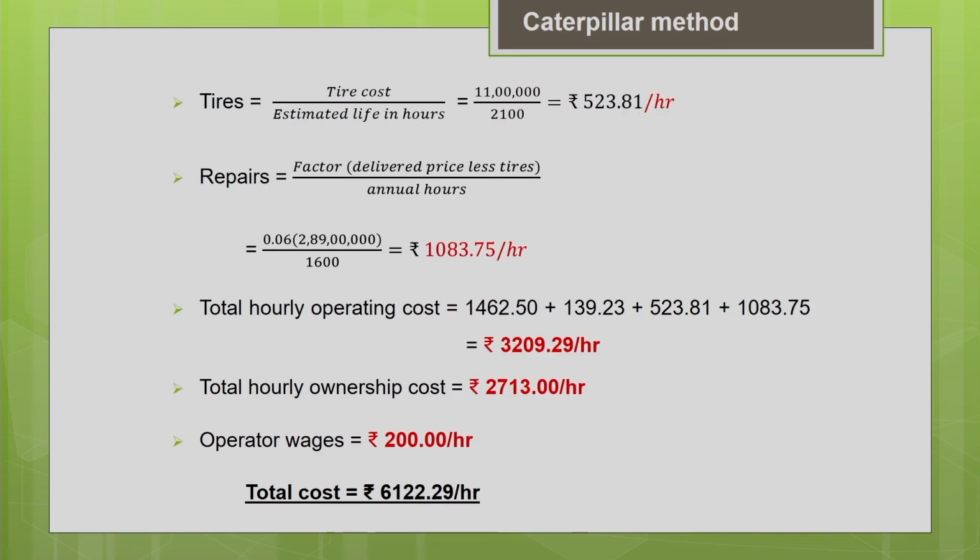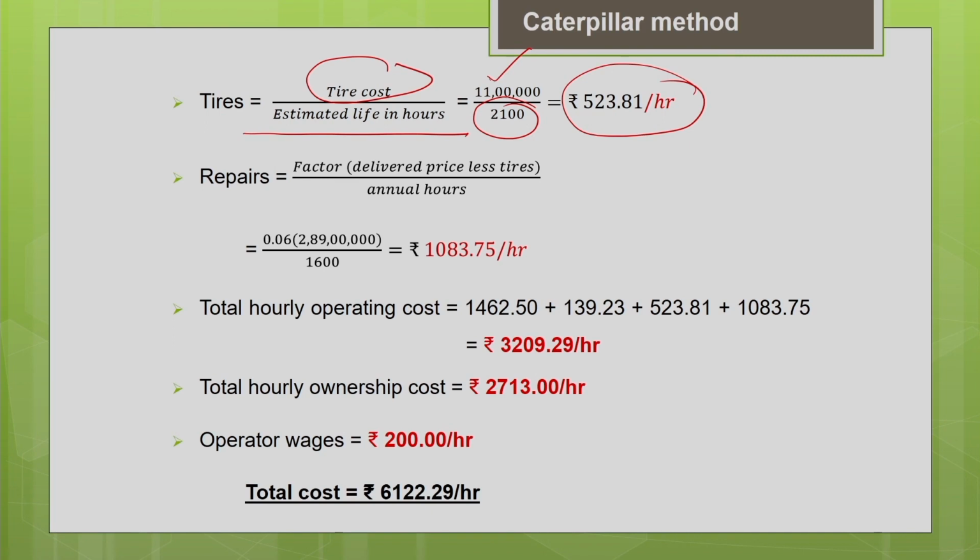Now let us estimate the tire cost. The tire cost is the cost of the tire divided by the estimated life of the tire in hours. The cost of the tire is given in the problem as 11 lakh, divided by the estimated life of the tire, which depends upon the project working conditions. You can get it from the equipment manufacturer or from your past records. In the question it is given as 2100 hours. You can divide it and get the hourly tire cost as rupees 523.81.